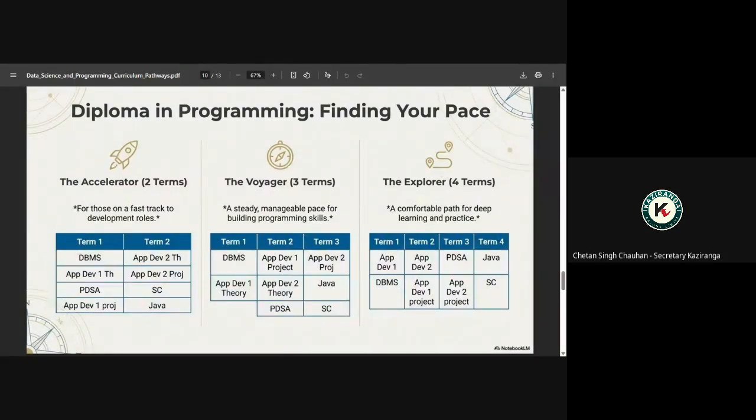So is PDSA. Java, again, I would not put in a very tricky category, but it would require a lot of time from your side since it's a new language. You will have to practice with Java.